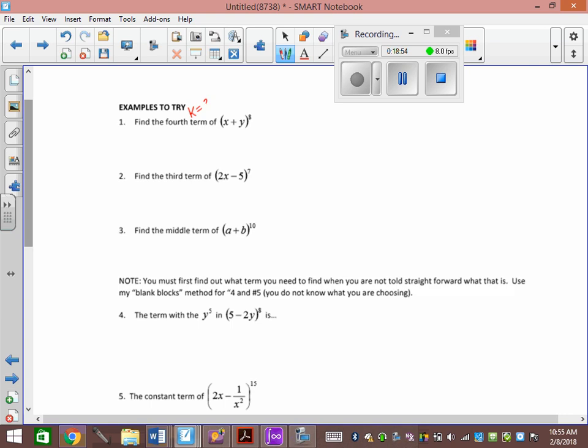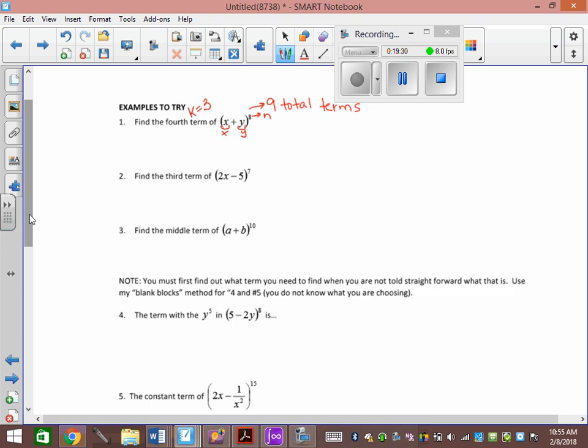How many total terms does this one actually have if I expanded it all out? 9, because it's always 1 more than N. So this would actually have 9 total terms. So let's find the fourth one. Remember, the hardest part is if there's a subtraction sign in the middle, you have to remember that joins your y, and you put a plus sign in between the two terms. This one doesn't have one. So our x is x, our y is y, our n is 8, and our k is 3.